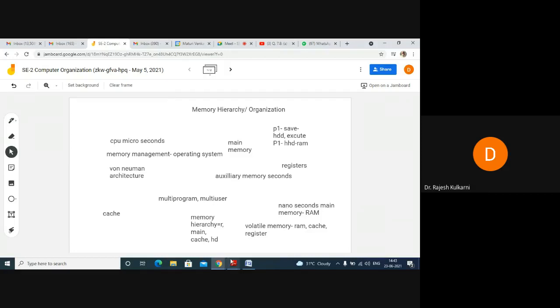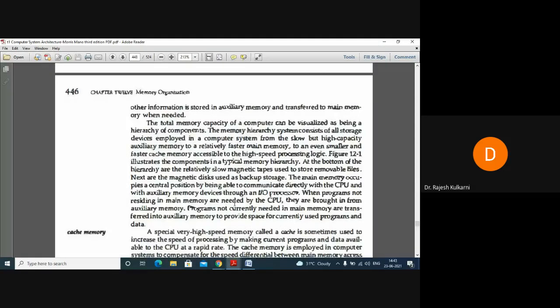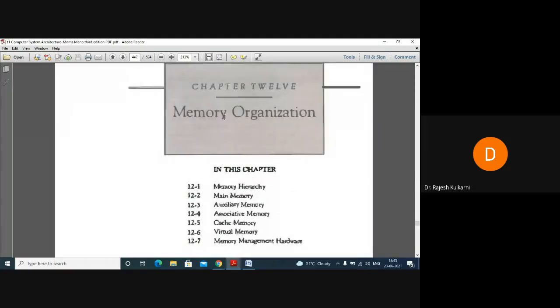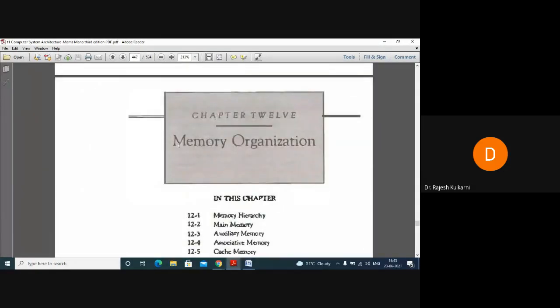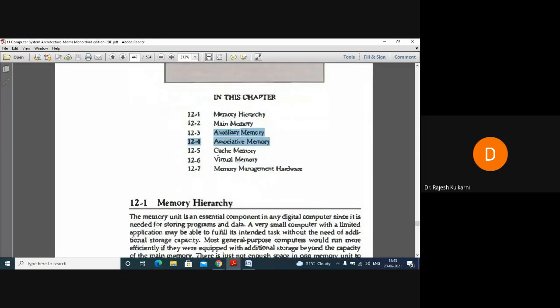So let us look at our book chapter, what it says. As you can see, the name of the chapter is memory organization. This is chapter number 12. And in this you have memory hierarchy, main memory, auxiliary memory, cache memory, memory management, and so on.